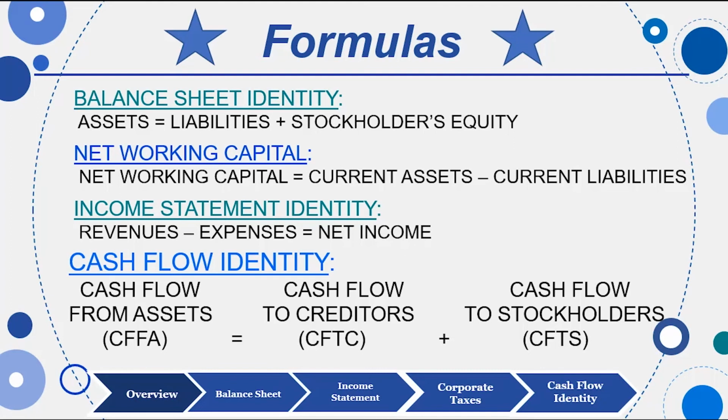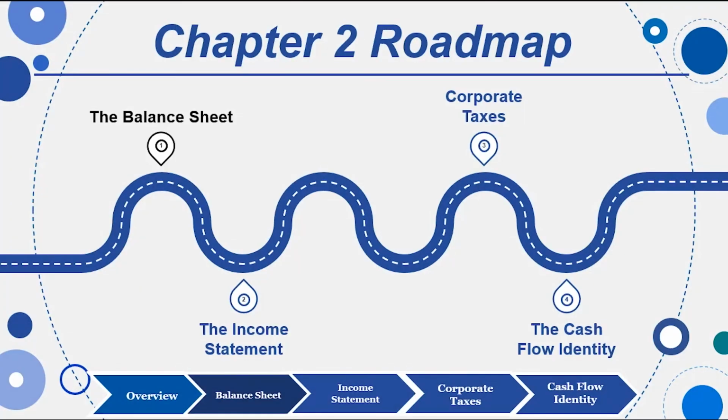And finally, the cash flow identity, as I said, looks a lot like the balance sheet. If I know the balance sheet, I don't have to memorize the cash flow identity or equation. Just put the words cash flow in front of assets. Cash flow from assets equals cash flow to liability holders, otherwise known as creditors, plus cash flow to stockholders or equity holders. So know these equations from Chapter 2. They're very, very important.